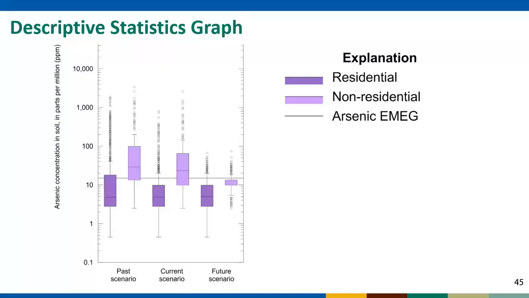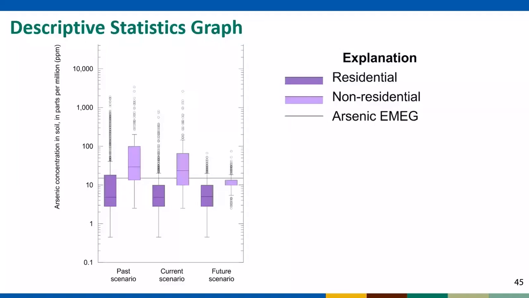The graph shows the arsenic concentrations for past, current, and future scenarios. Concentrations are shown in dark purple for the residential properties and in the lighter purple for the non-residential properties. The line across the scenarios shows the arsenic EMEG.